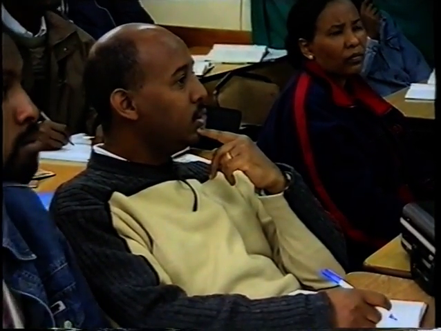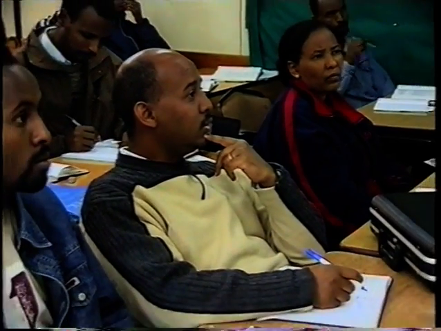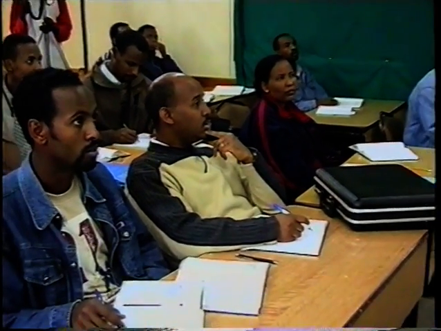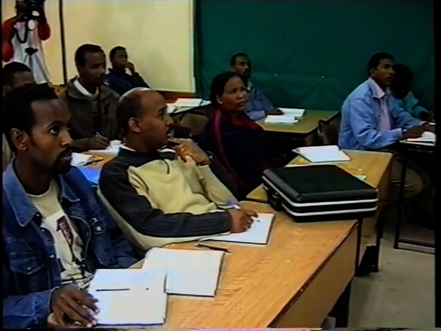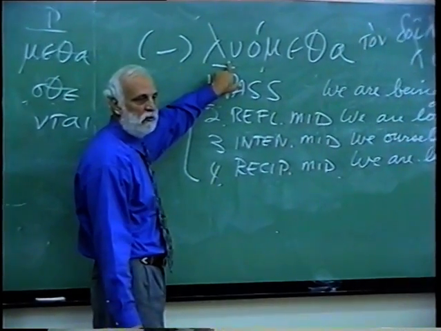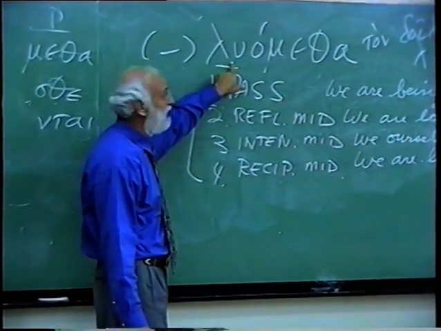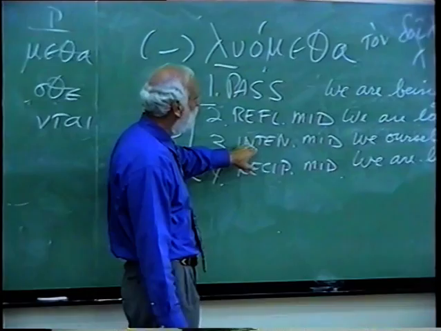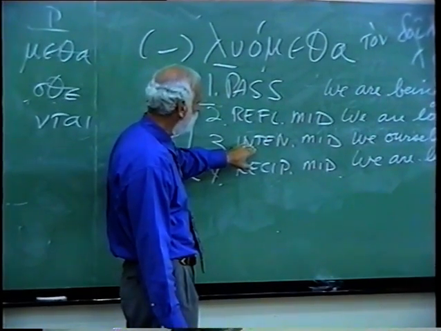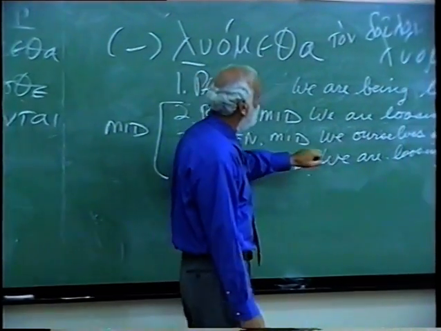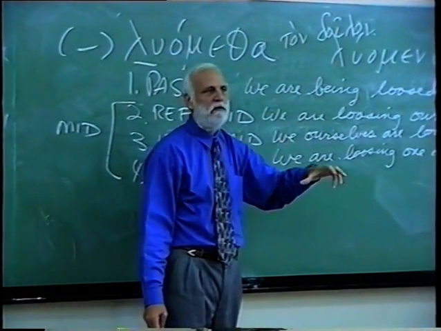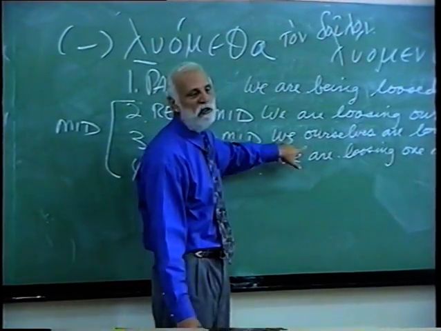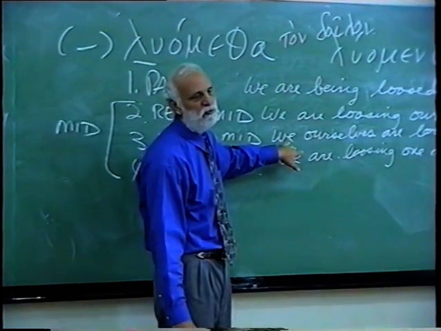We ourselves are loosing? We ourselves are loosing the servant? How do you say we ourselves are loosing the servant? Just like that. But I think they have done the same way when we have active voice. Yeah. Remember the middle, we ourselves. The middle is unique. Let me just put it that way.